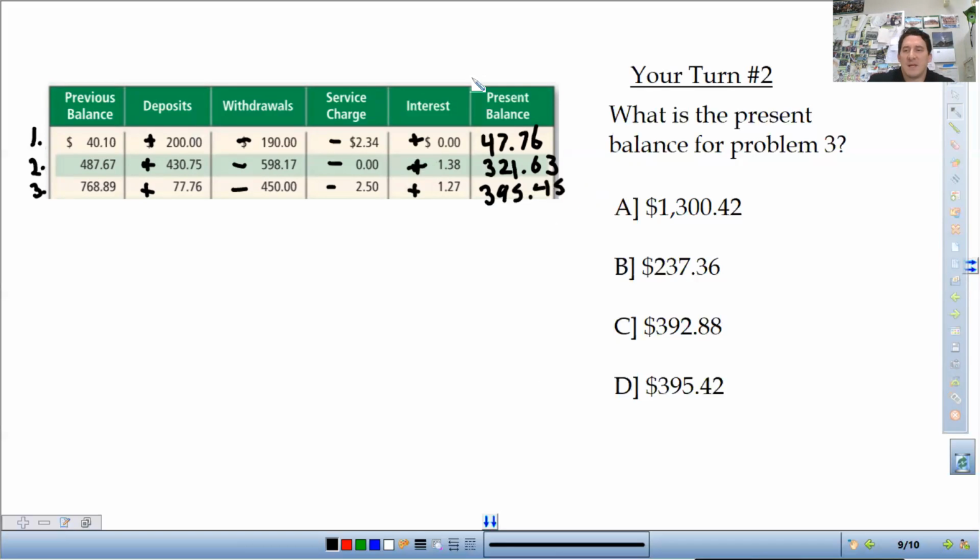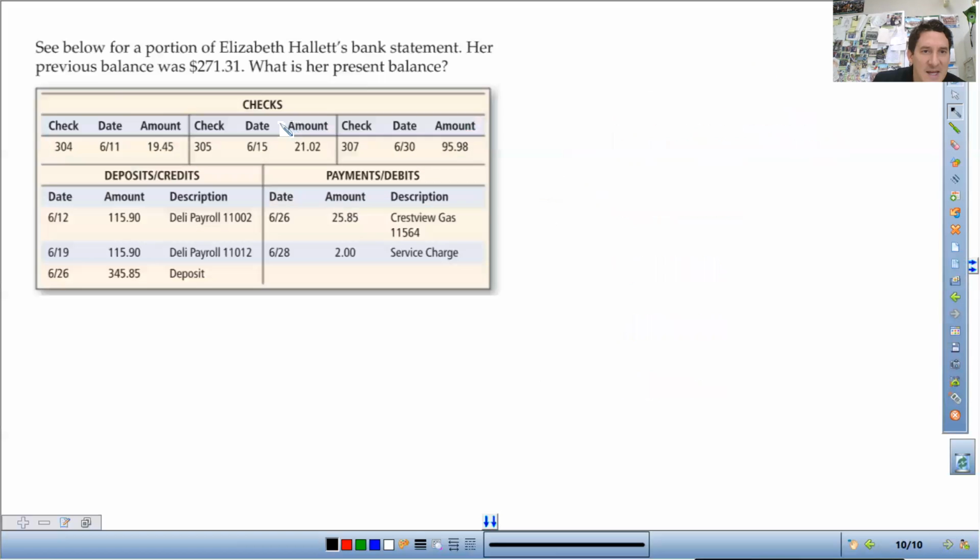So it's not always going to look like this. Your bank statement may look something like this, where you might need to figure out the total balance. The previous balance was $271.31. Checks, this is all money going out. So you would subtract these amounts: 19.45, 21.02, 95.98. Deposits, you would add these, deposits going in, and then any payments or debits you would subtract.